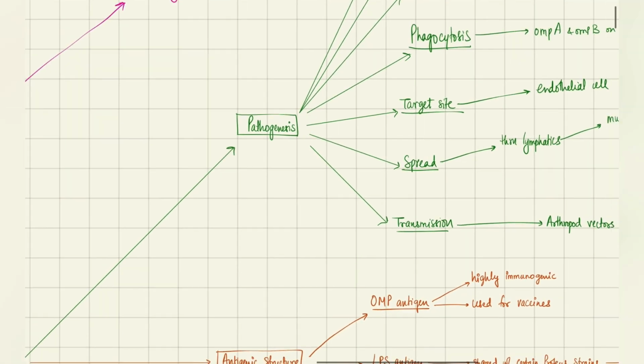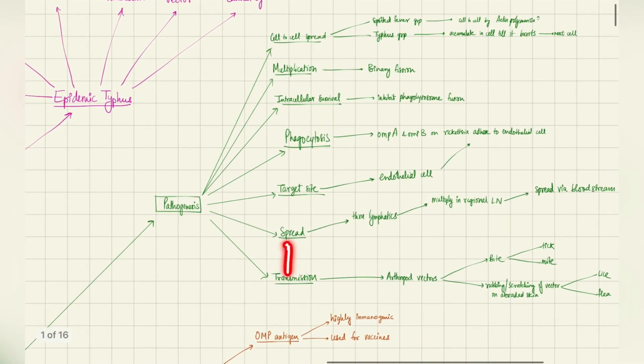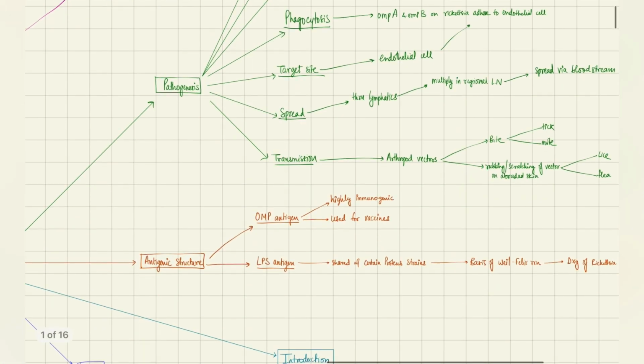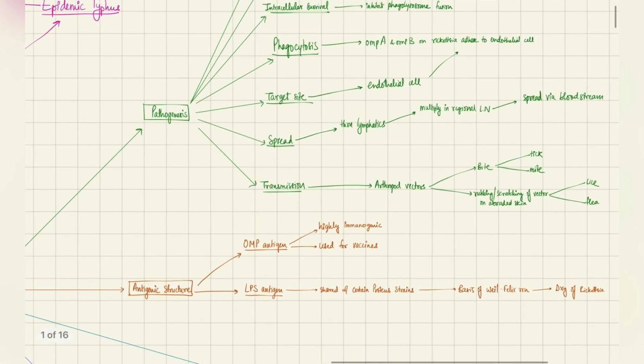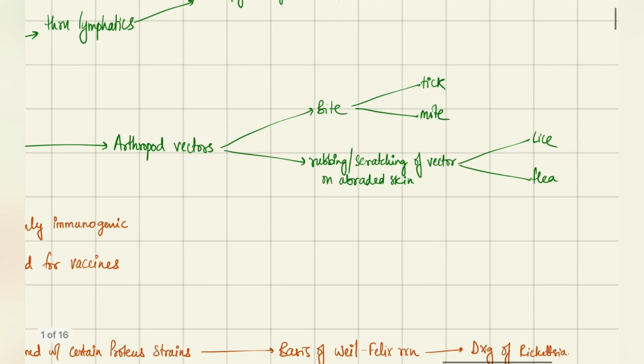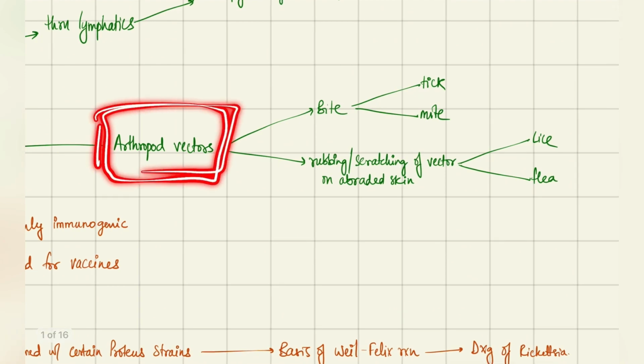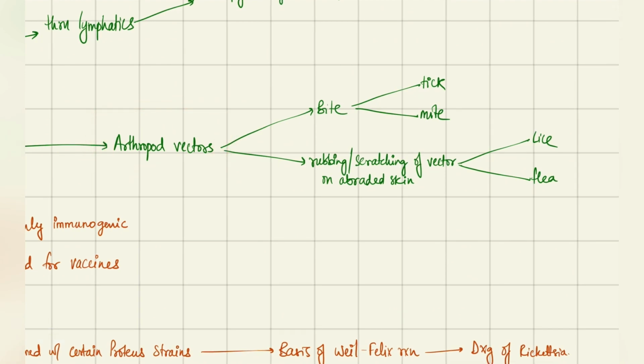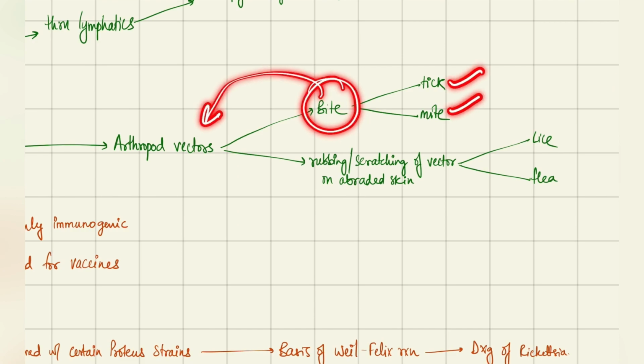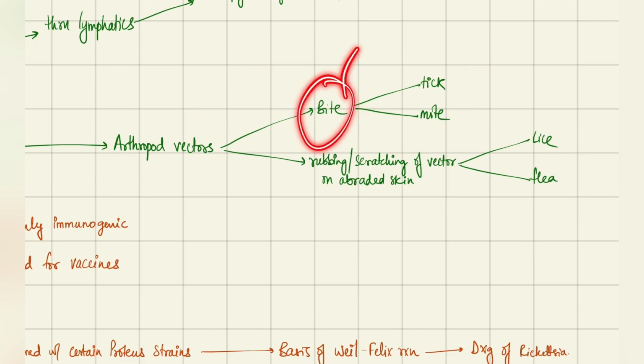Under pathogenesis, we'll talk about this in the form of a life cycle: transmission, spread, what the target site is, and so on. So let's start with transmission. The transmission is by arthropod vectors, and this is very important. Now, which arthropod vectors? There are two ways of transmission: first by bite, and second by rubbing and scratching of the vector on abraded skin. The bite of the arthropod vector is by the tick or the mite. It's kind of rhyming: bite by tick or mite.